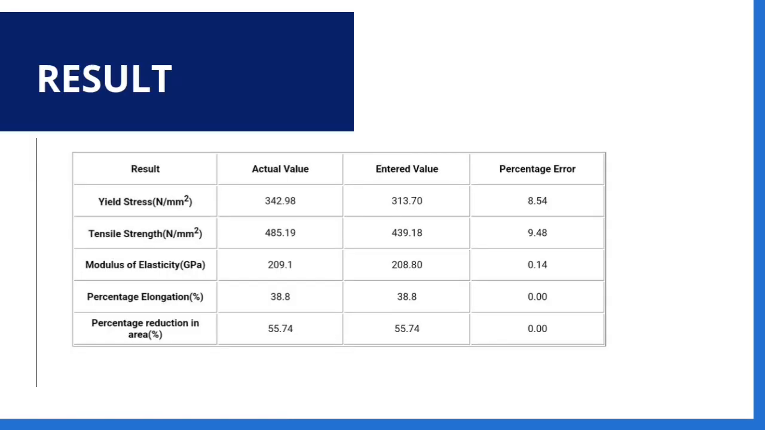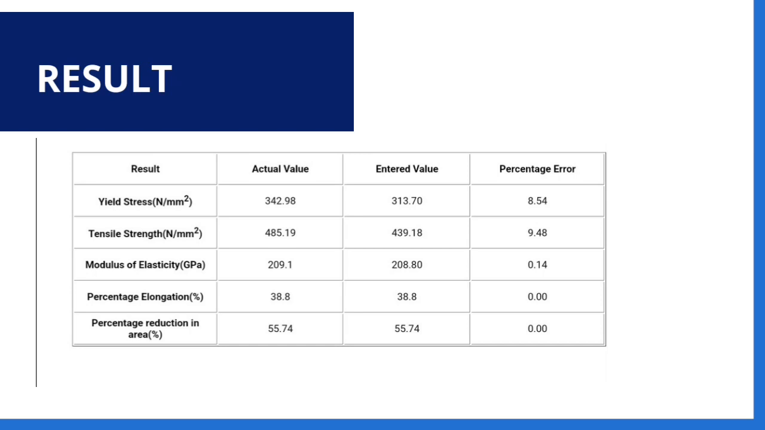For the first result, yield stress. Actual value is 342.98. Entered value is 313.70. Percentage error is 8.54. Second is tensile strength. Actual value is 485.19. Entered value is 439.18. Percentage error is 9.48.